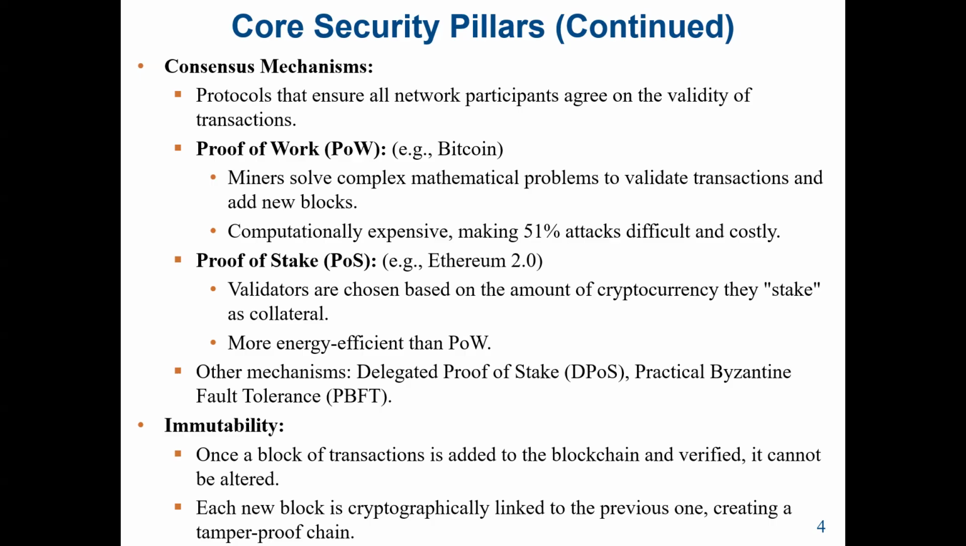So the next is the consensus mechanism. These are the algorithms that ensure all network participants agree on the validity of transactions, that's the validation of transactions, and the correct order of blocks in the blockchain. So they prevent issues like, for example, double spending the same cryptocurrency twice.